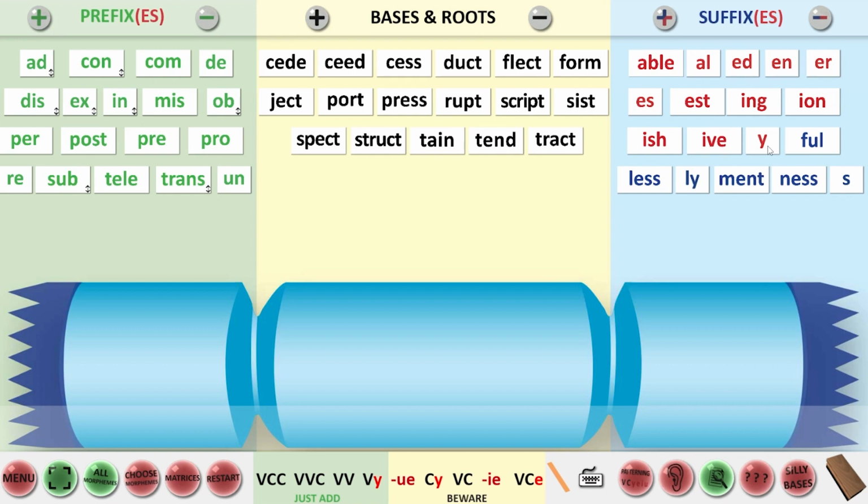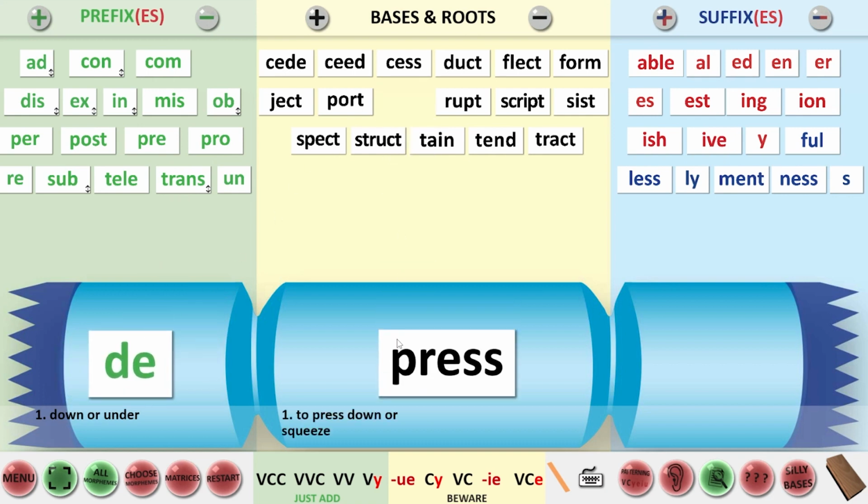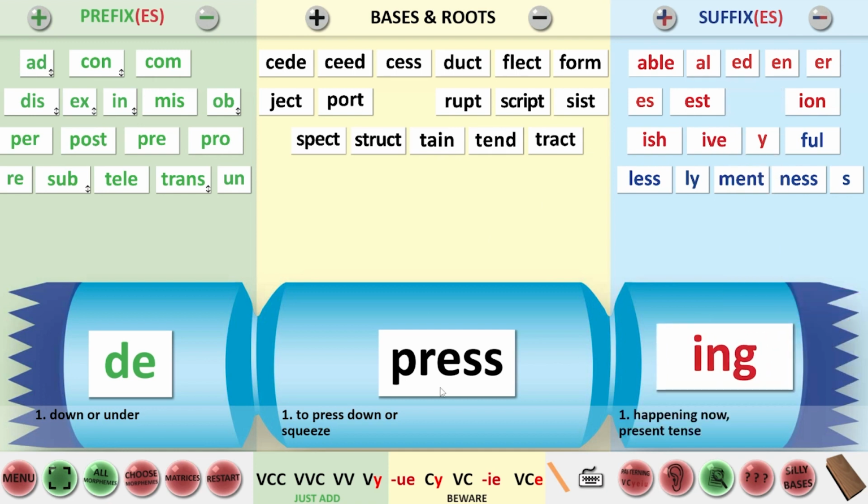The first word is depressing. Have a little try. Here we go. We've got prefix de, base press, and suffix ing. Depressing.